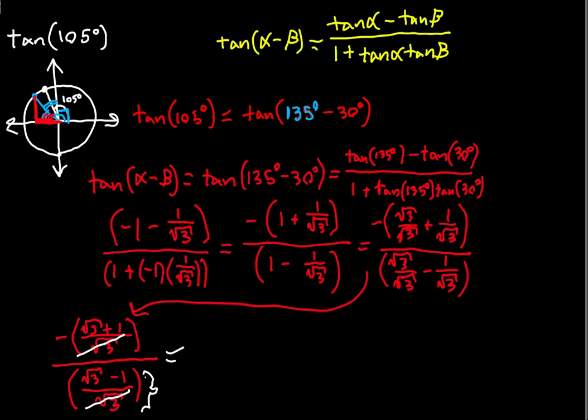And this whole thing is going to be equal to negative square root of 3 plus 1 divided by square root of 3 minus 1. And there's our answer. That is the exact value of the tangent of 105 degrees using radicals and a fraction. And without using a calculator and rounding, we have found the tangent of 105 degrees with our very lovely angle subtraction tangent identity.